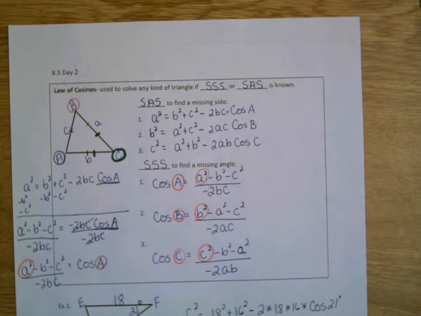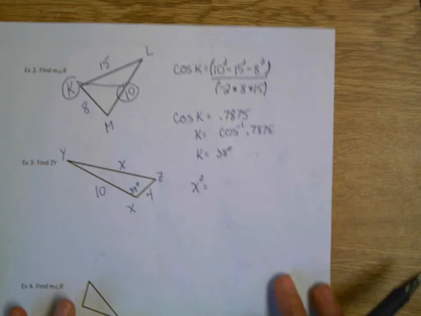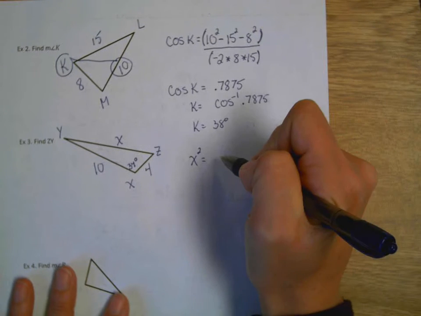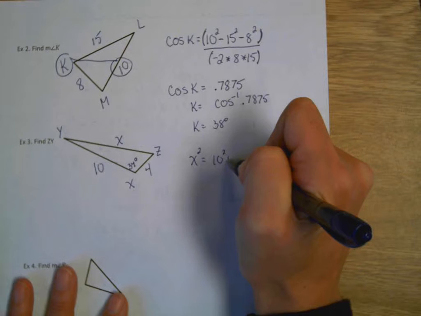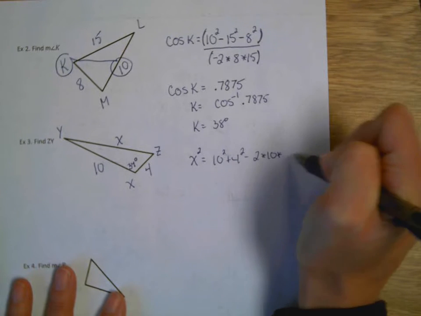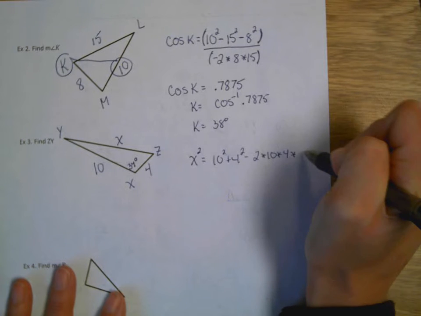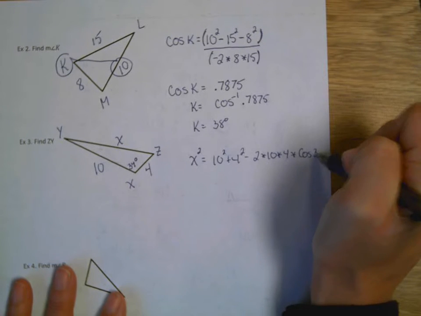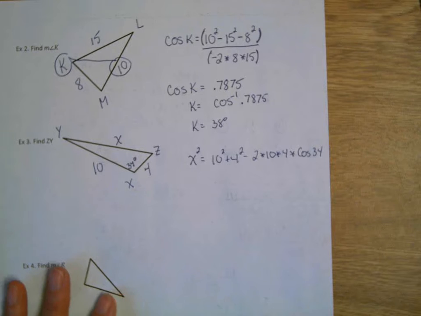Everybody write something yet? Kristen, did you write something? Yes, please tell me what you wrote. X squared equals 10 squared plus 4 squared minus 2 times 10 times 4 times the cosine of 34. You are awesome today. I see a much better grade for you on Friday on the quiz.